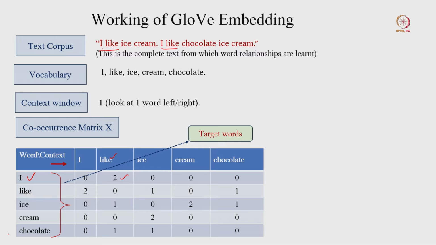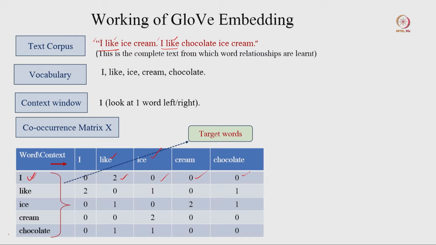Then I and ice. If I take I and see both left and right side, on the right side it is like and on the left side there is nothing. Here also the right side word is like and the left side has nothing. That means I and ice is 0. Similarly, I and cream, and I and chocolate, both are 0.